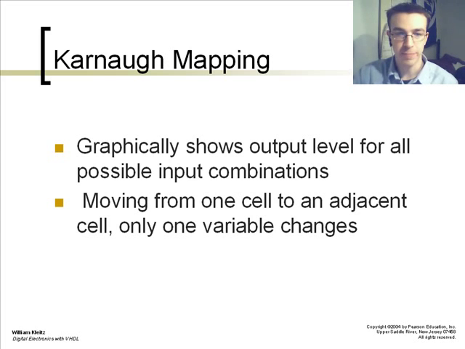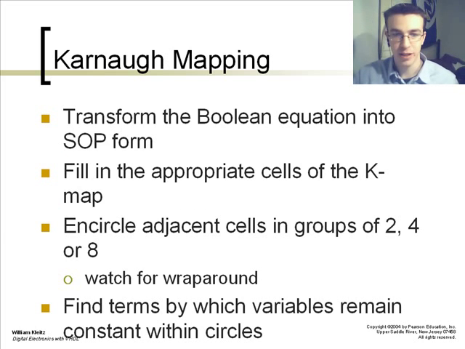It's a form of graphically showing the output level for all possible input combinations, and you move from one cell to an adjacent cell. Only one variable changes at a time. And you can encircle adjacent cells in groups of 2, 4, and 8, and you've got to watch out for the wraparound technique. This is because some equations have wraparound that you can simplify more than you probably think you can.